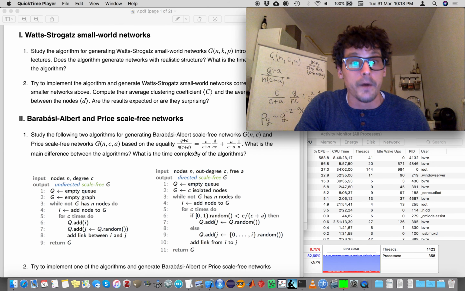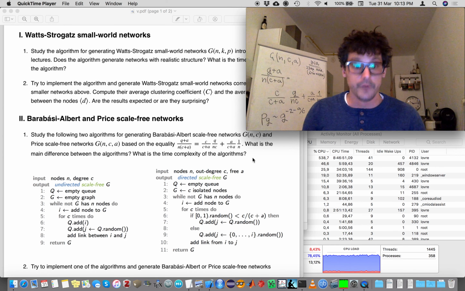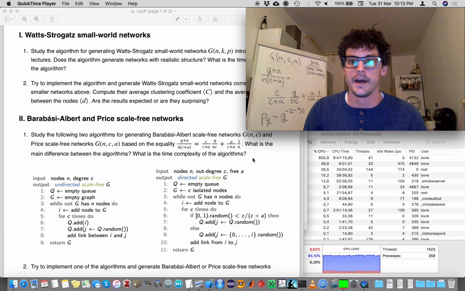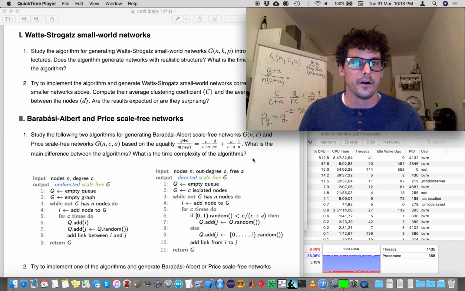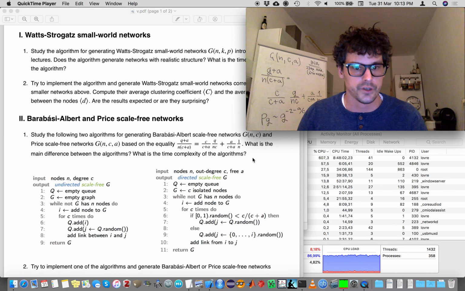And moving on, what is the time complexity of the algorithms? Obviously, with that kind of implementation, both of the algorithms are simply linear in the number of links, so you can easily generate networks with, say, millions of nodes.